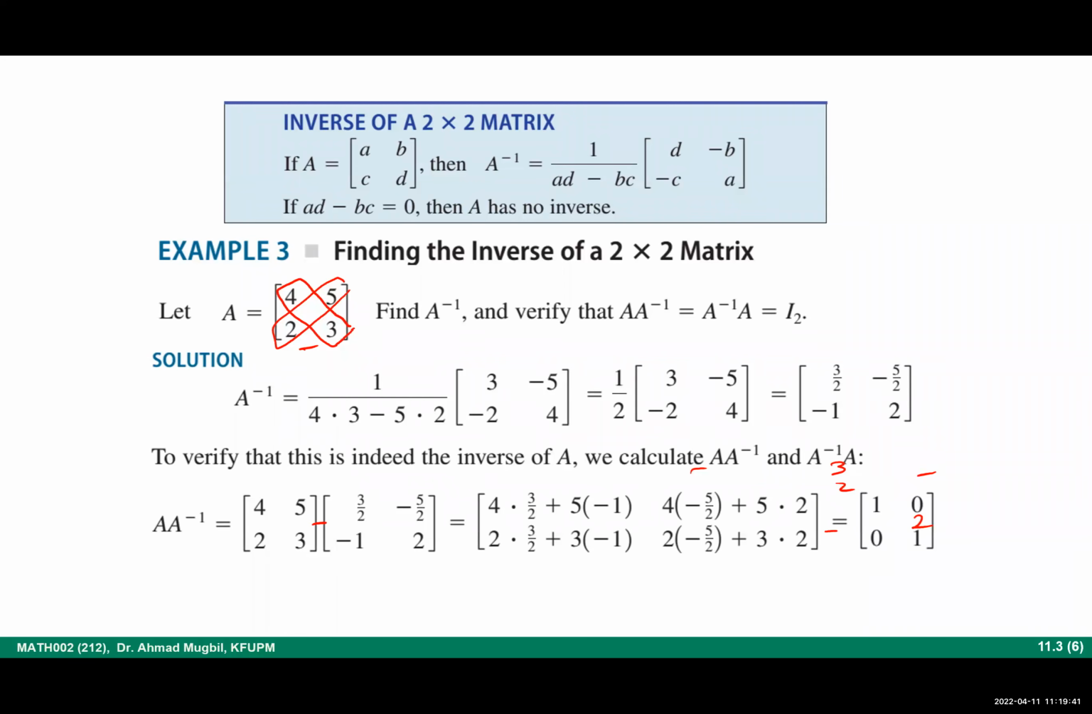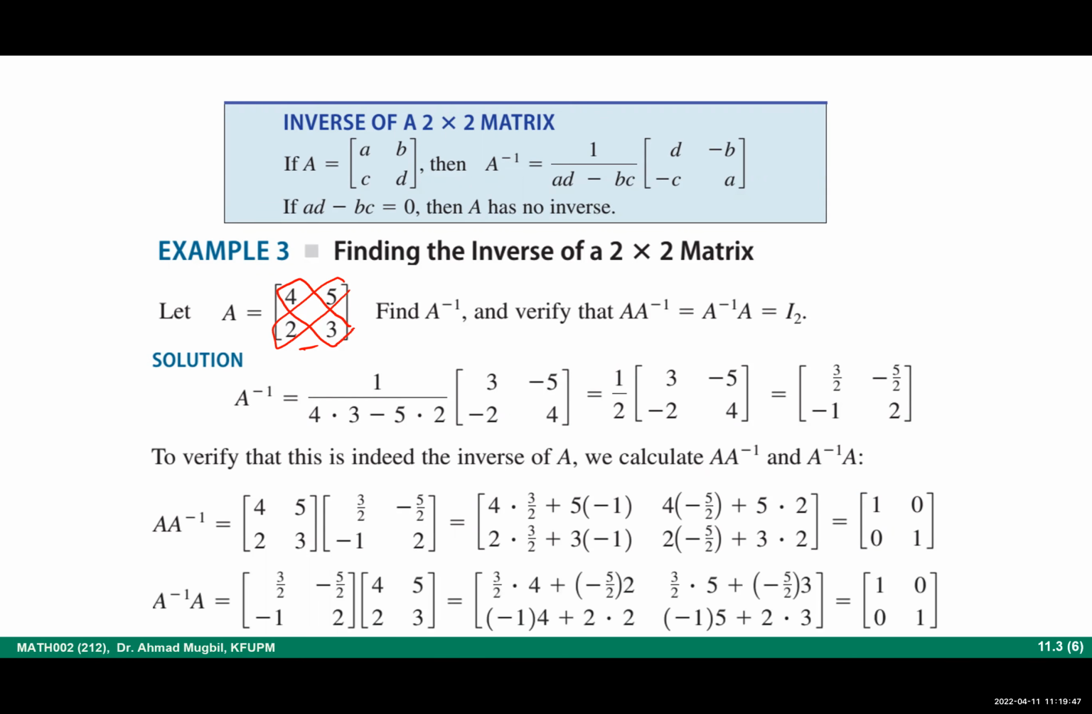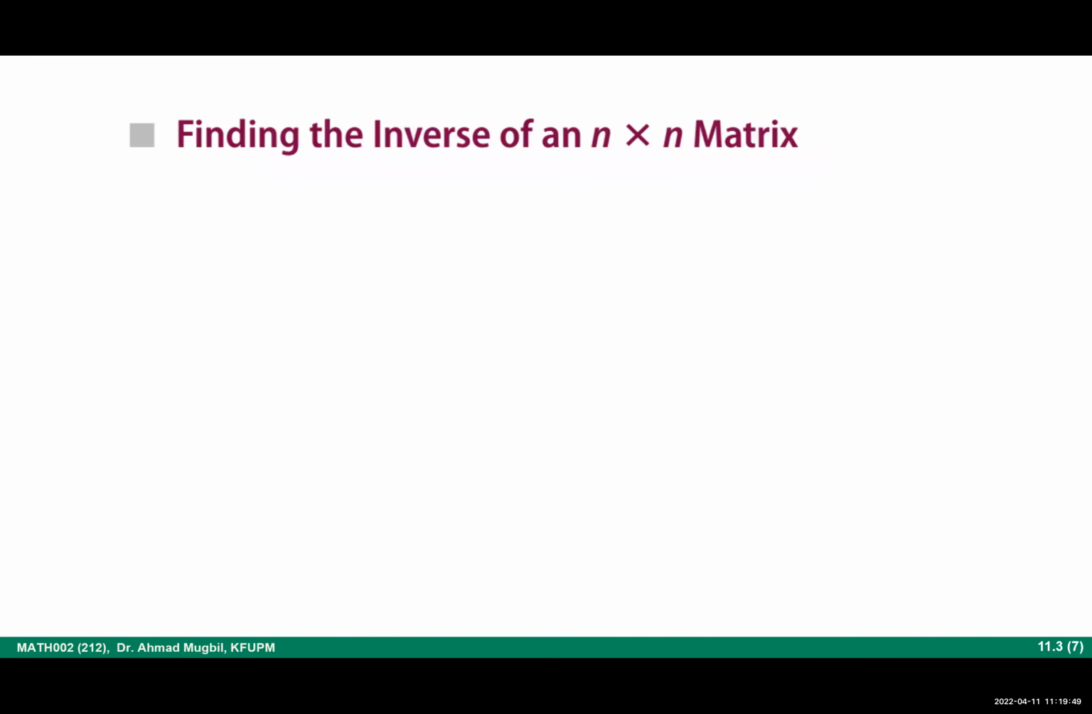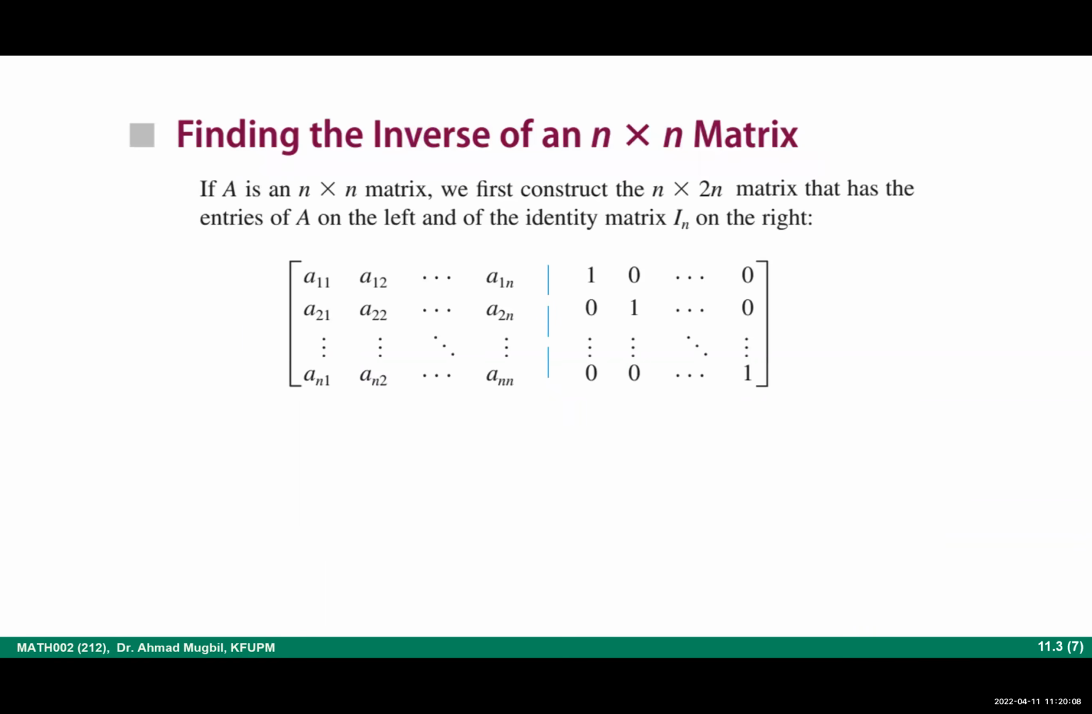This is the verification process from the left and from the right. It is not a must, of course. Now, how to find the inverse of a 3 by 3, 4 by 4, 5 by 5, n by n matrix? The idea is related to the elementary row operations that we have studied in section 11.3.